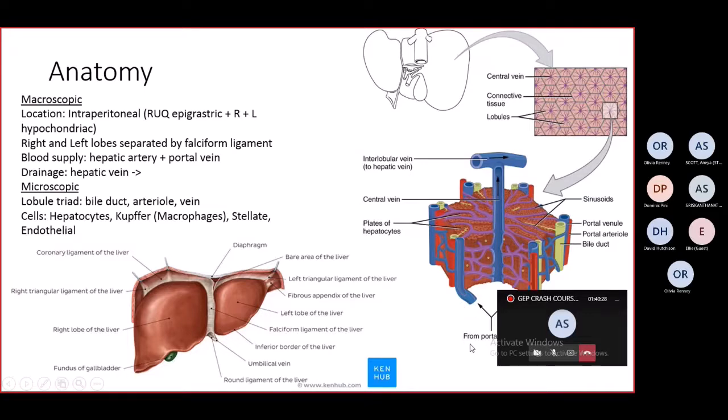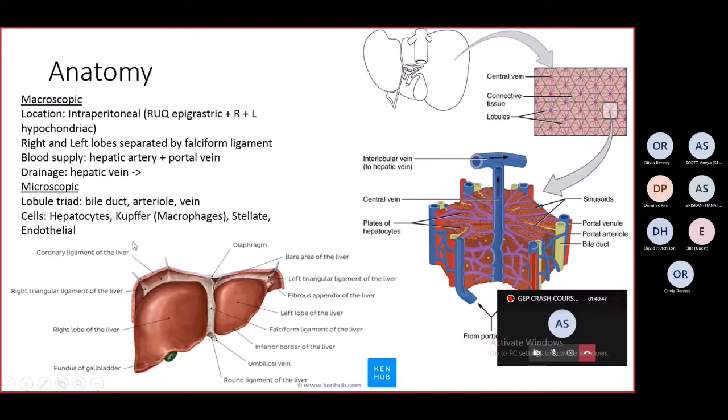As you can see from here, the supply from the portal system is also coming from the outside and draining in, because it's going to go through all this lovely filtering system of hepatocytes and other cells, and it's going to go out into your interlobular vein, which will eventually end up in your hepatic vein and then your IVC.